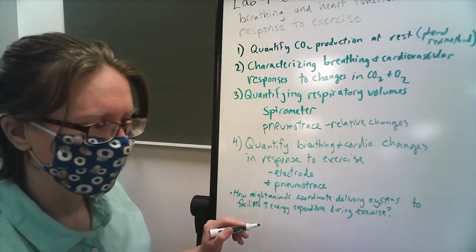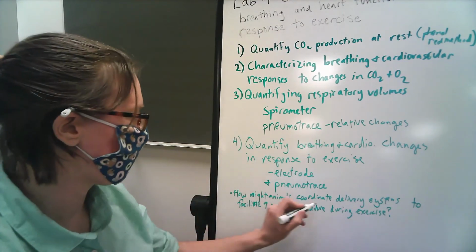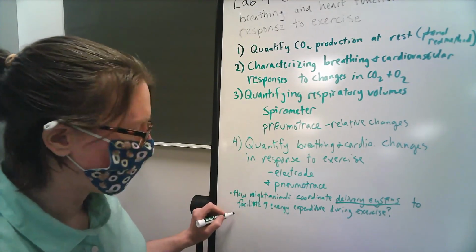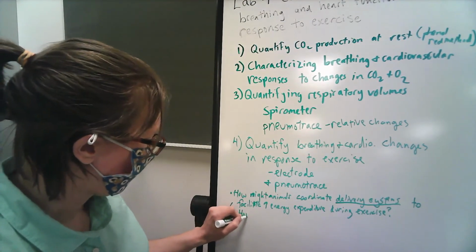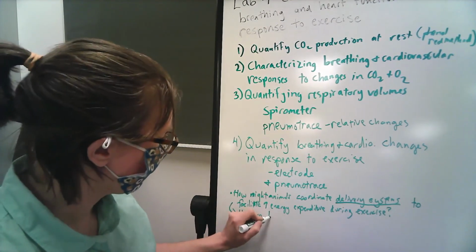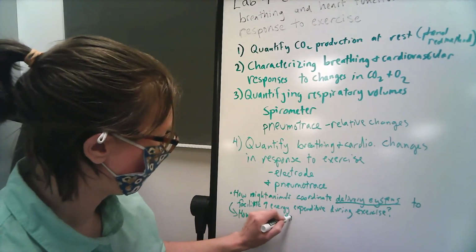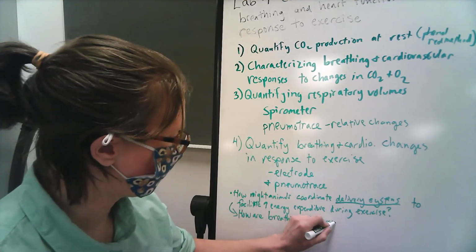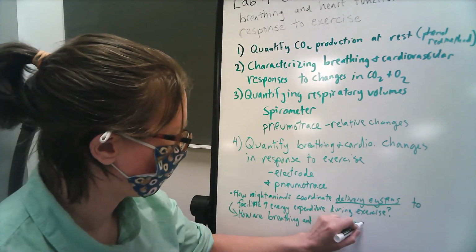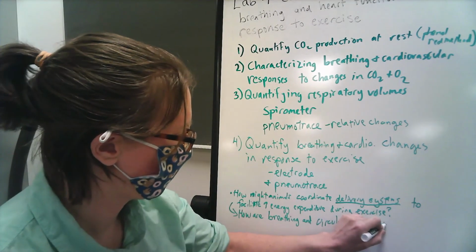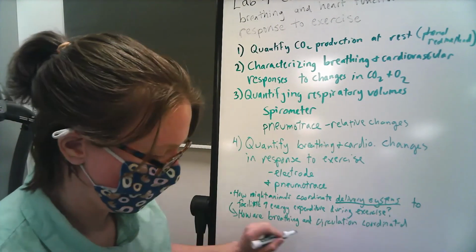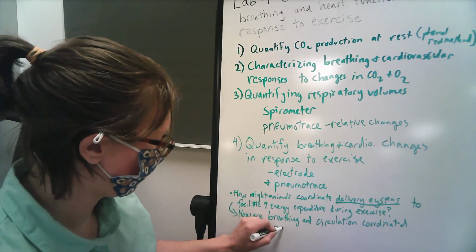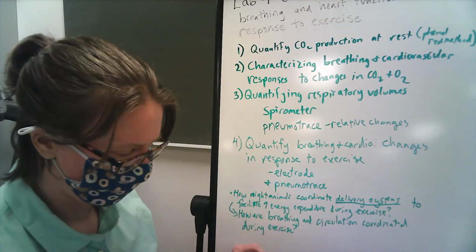And more specifically, we want to think a bit more about what do we mean by coordinate delivery systems. More specifically, how are breathing and circulation coordinated during exercise? Okay?